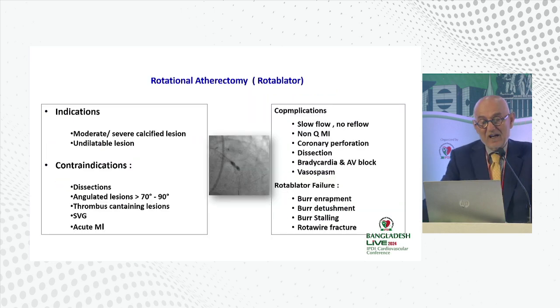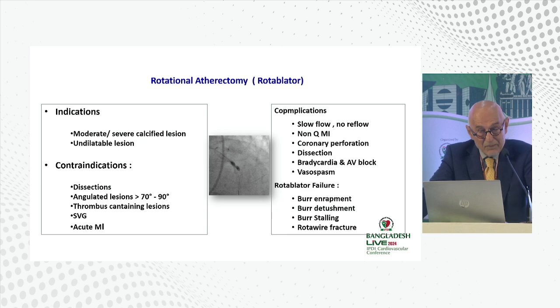Now, the indication, I think it is known to all of us. We have seen a lot of cases done with atherectomy devices here. That means every time you have an undilatable lesion or uncrossable lesion, rota ablation will help in preparation of the lesion and debulking of the lesion. You should keep in mind that there are some contraindications, particularly dissections, acute myocardial infarction, and the presence of thrombus.